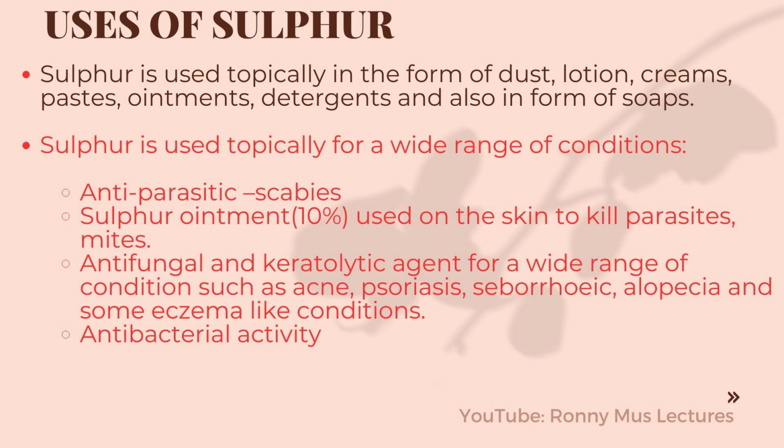We look at the uses of sulfur. It can be used topically for management of a wide range of conditions, and it can be found in form of dust, lotion, creams, ointments, etc. And it can be used in management of scabies. It has antifungal properties and also has keratolytic properties. So it can be used in management of acne, psoriasis, and some eczema-like conditions.